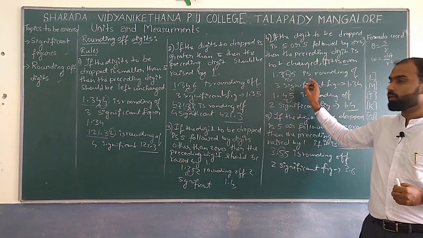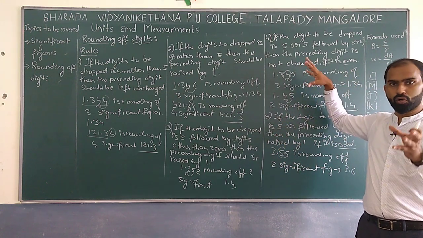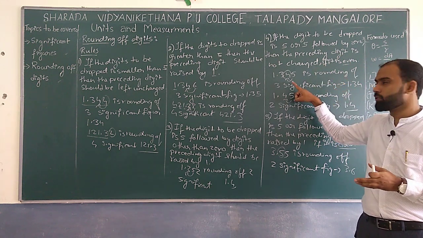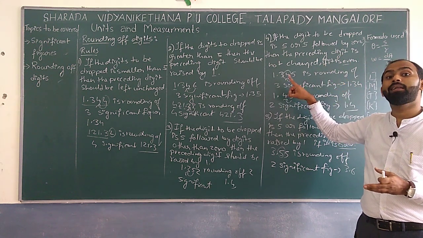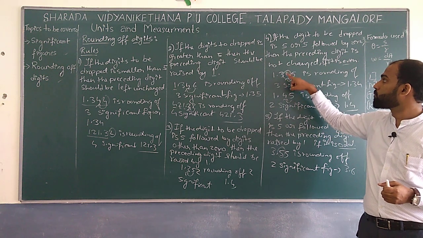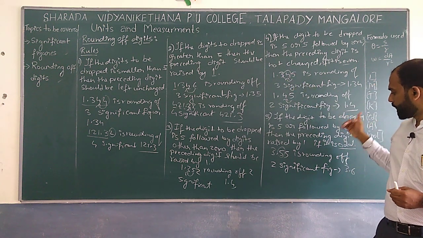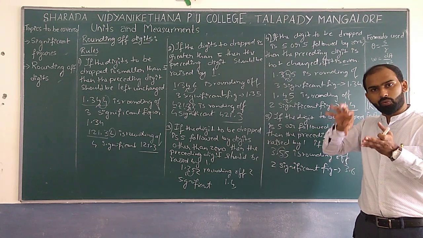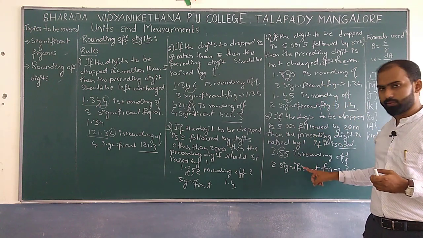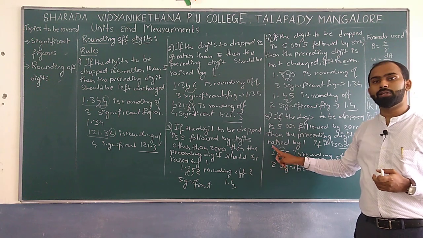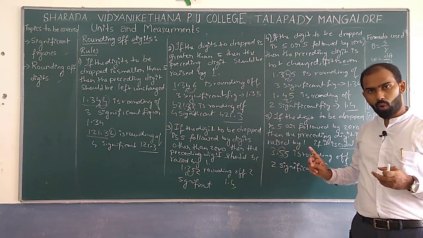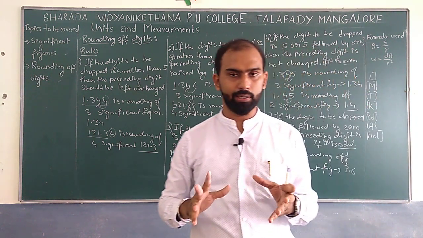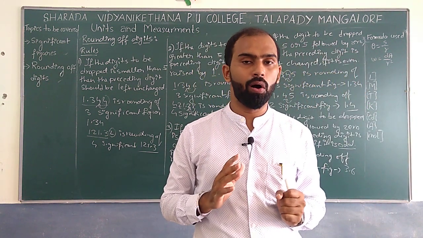And the fourth rule is, if the number which you are going to drop is 5 followed by 0, the previous digit should be written as it is if this value is even. And the fifth one says, if the number to drop is 5 followed by 0, then the previous digit should be raised by 1 if it is odd. So this is the basic concept we are supposed to deal with under rounding of a digit.